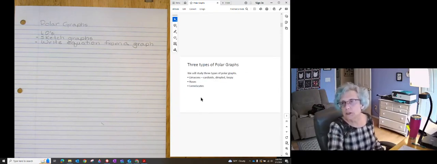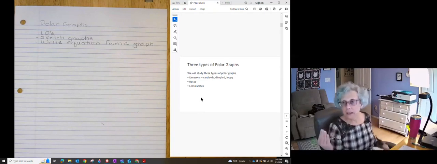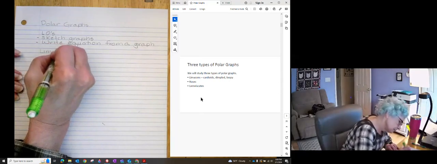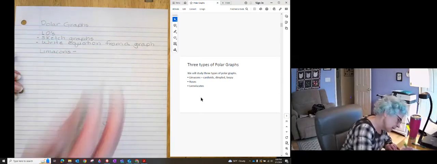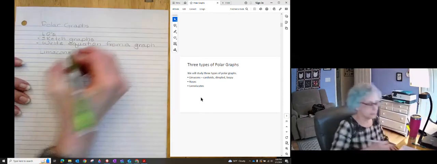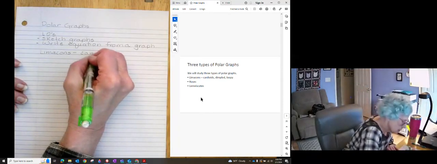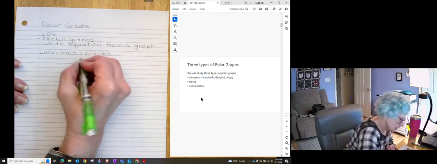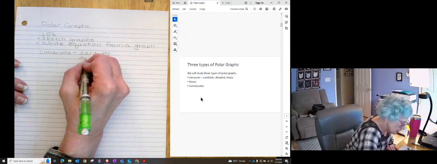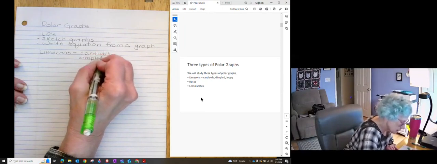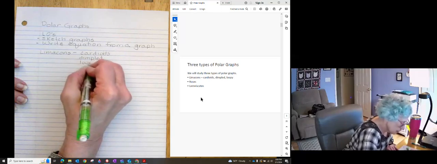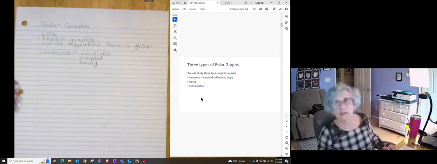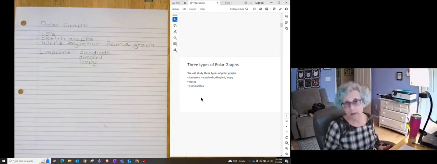We're going to concentrate on three types: limacons, and there are three kinds of limacons. They're cardioids, which look kind of like a heart. There are dimpled limacons, and there are loopy limacons. Yes, those are math terms, dimpled and loopy.